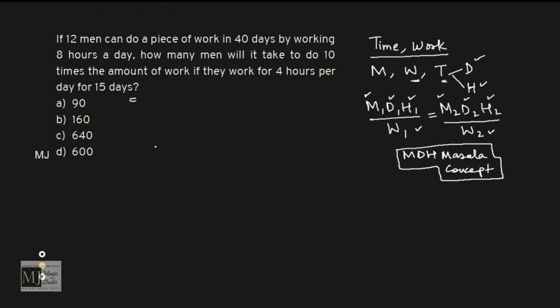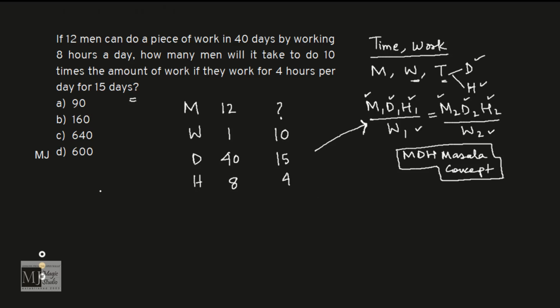So now in this particular situation given, we have 12 men who can do a piece of work, which is 1 in this case, in 40 days by working 8 hours per day. How many men will it take? We need to identify M2 to do 10 times the amount of work. Let work now be 10. If they work for 4 hours a day, for 15 days, days is 15. Now if we just plug in these values in this basic relationship formula, we can very easily find the value of M2, isn't it?